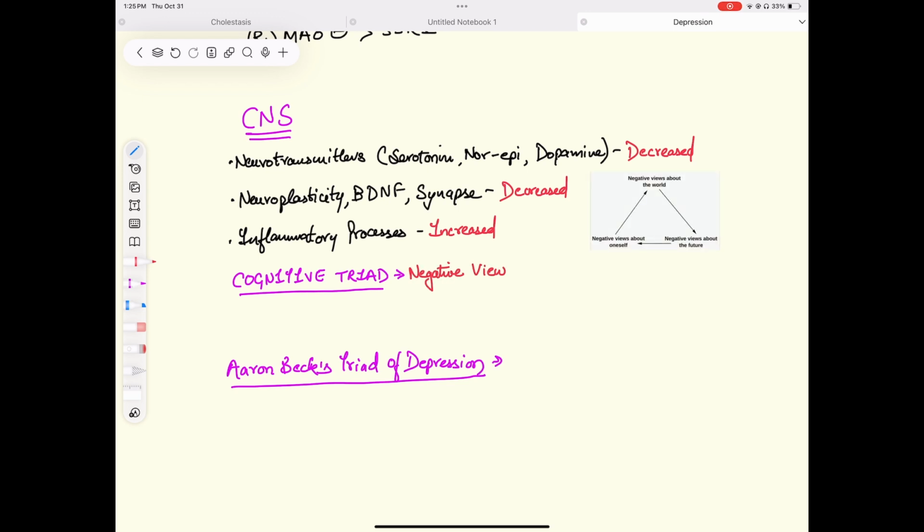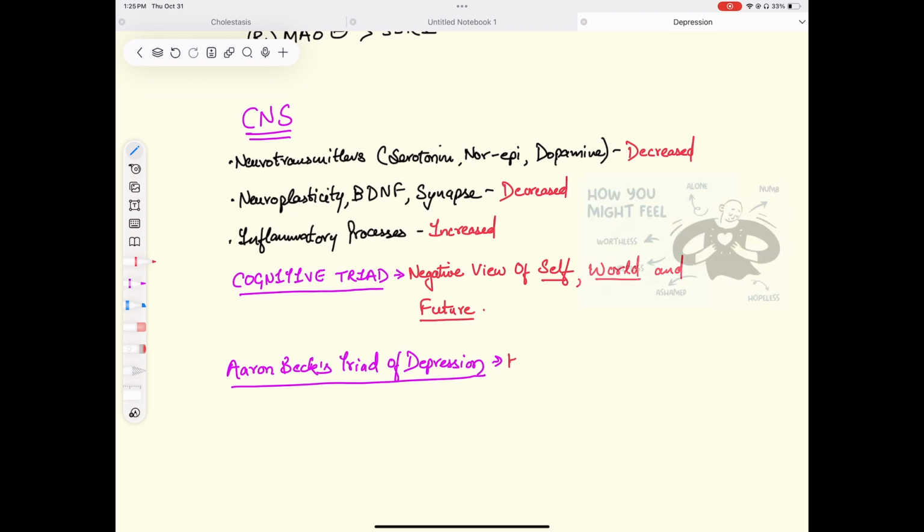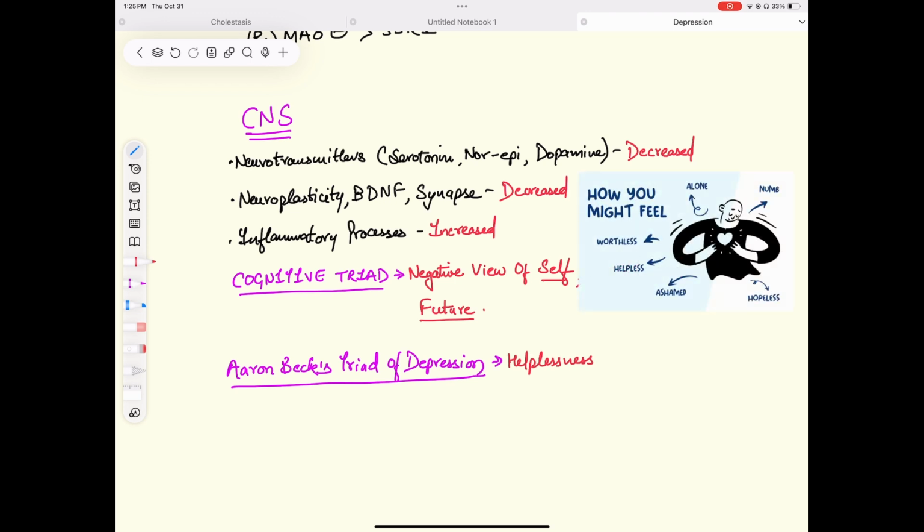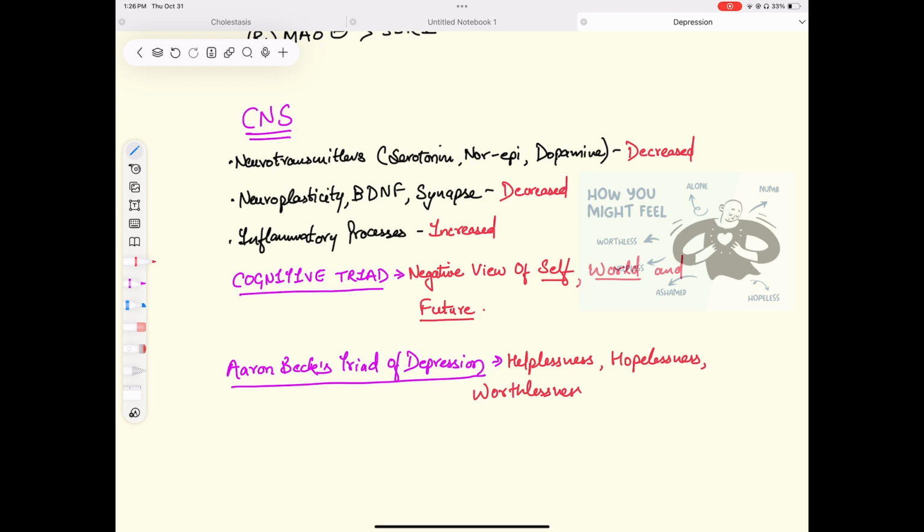There is a triad associated with depression, which is the cognitive triad, which includes negative view of three things, that is self, world, and their future. There is a named triad in depression, which is Ehrenbach's triad, which includes the features of helplessness, hopelessness, and worthlessness.